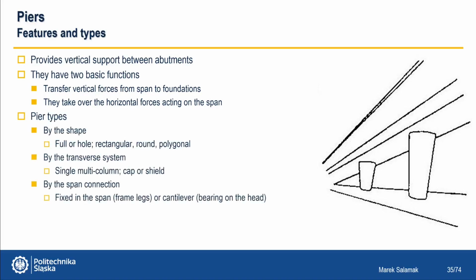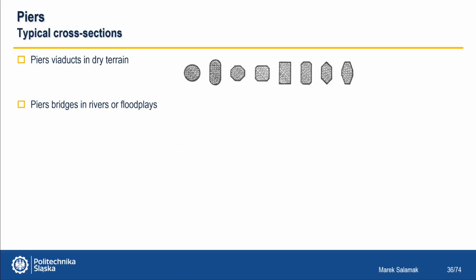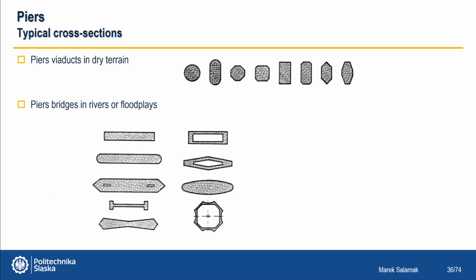The piers can be divided according to the shape. We have full or bore, empty inside with holes, with rectangular, round, and polygonal shapes. Then, due to the transverse arrangement, they can be single or multi-pillar, cap or shield-shaped, or because of the connection to the span, they can be fixed in the span, and then the pillar is the leg of the frame. Or it could be cantilever when there is a bearing on the pillar head. Here we see typical cross sections of pillars.